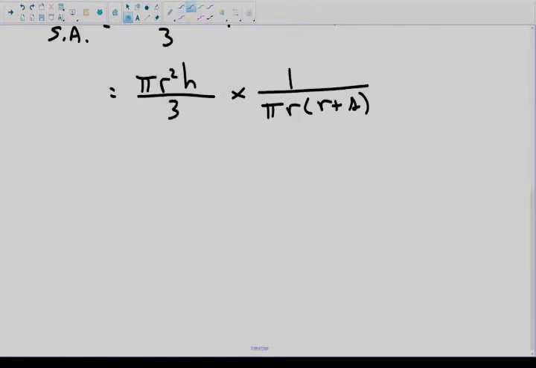And that means that one of these r's is going to cancel out with one of those r's. The pi is going to cancel out with the pi. And what are we left with? We're left with h divided by, sorry, rh. I forgot that r is still there. So rh divided by 3 times r plus s.